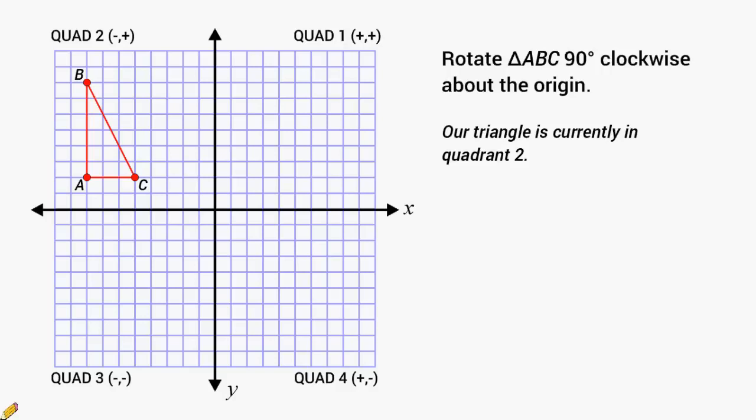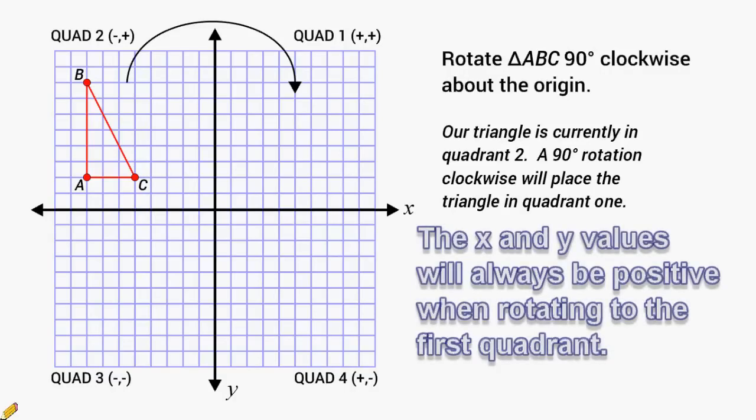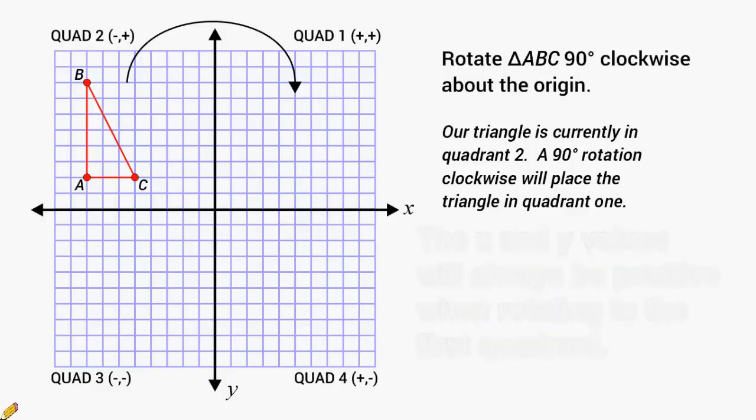Now we should notice that the current location of our triangle is in quadrant number 2, where all of the x values are negative and all of the y values are positive. It is important with 90-degree rotations to figure out what the x values and the y values will be in terms of negative and positive. Well, we are going to be rotating our triangle to quadrant number 1. And in quadrant number 1, all of your x values will be positive and all your y values will be positive. So one thing we know for sure is that the new location of each of our points will all have positive values because they are being rotated to quadrant number 1.